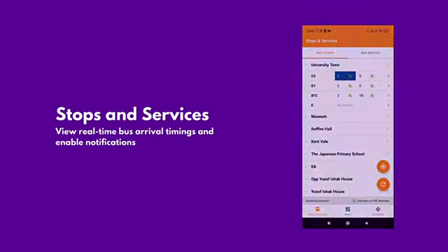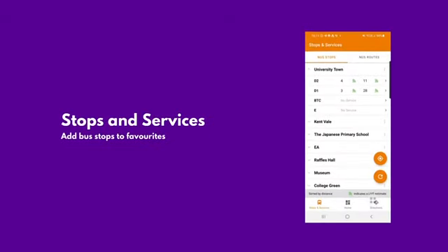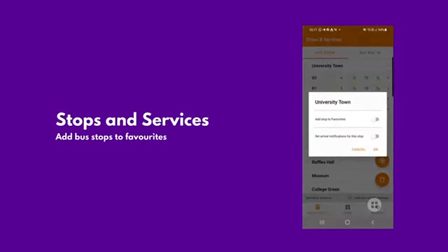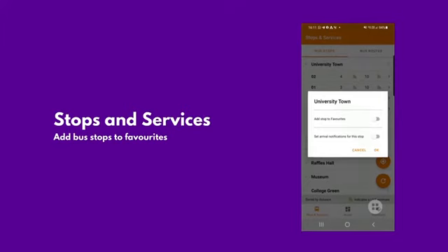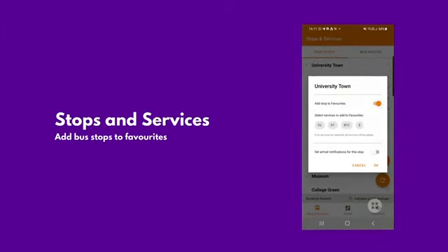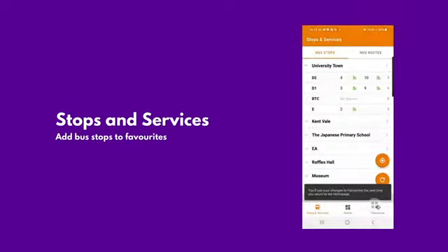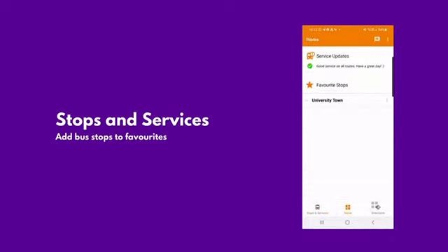In the same dialog, users can also select to add the bus stop to their favorites by toggling the switch. Users can then select which services they would like to add to their favorites, and once that is done, they just need to click OK. And the next time they go back to the home page, they'll be able to see their bus stop added to the list of favorites with only their selected services showing.